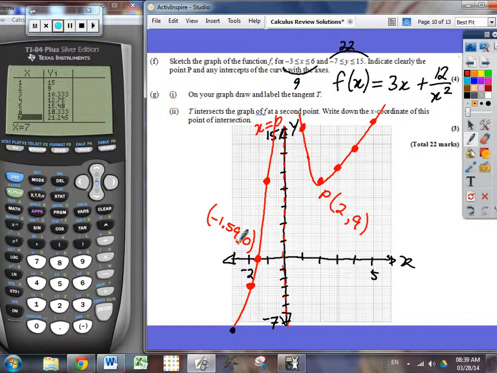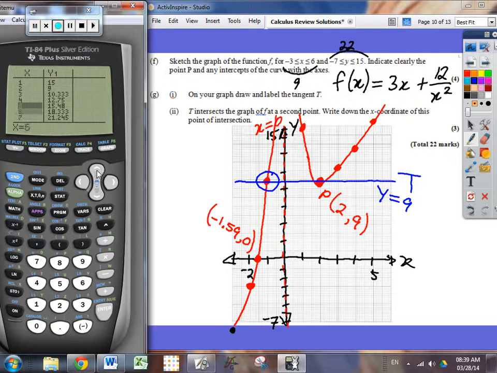Part G, on the graph I need to draw and label the tangent t. You remember that our tangent t was tangent to our curve at point P, and so our tangent was a horizontal tangent, wasn't it? So that's line t with equation y equals 9. I should do it with a ruler, shouldn't I? And lastly, it says that t intersects the graph of f at a second point. There it is. And we actually already know what that point is. We found it earlier on. It was (-1, 9).